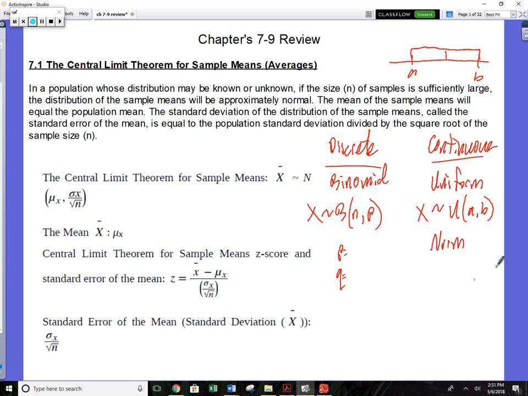Normal, this is where we spend 95% of our time. X is some random variable that approximates a normal distribution. Its parameters are mu and sigma. Mu is the mean, the population mean. Sigma is the population standard deviation.